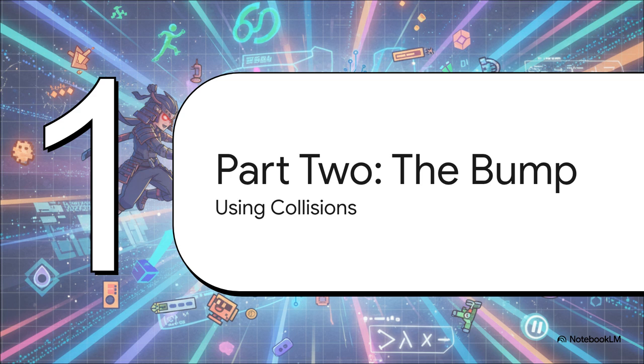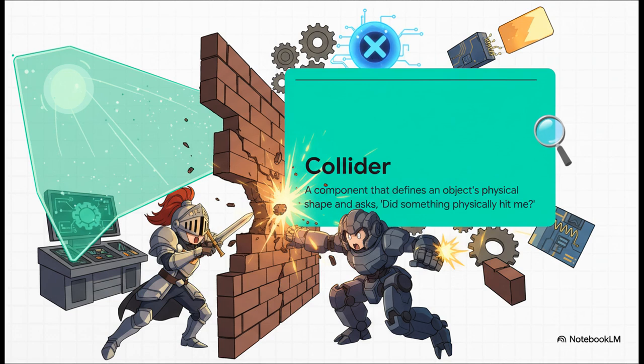And for that, we need to use the cousin of the trigger, the collider. So if a trigger is like an invisible sensor, a collider is like a brick wall. It's the component you add to an object that gives it a solid physical shape in the game world. When two objects with colliders meet and neither one of them is marked as a trigger, the physics engine kicks in and creates a collision. They'll bounce off each other, they'll stop, they'll transfer force. A collider's entire job is to answer one simple question: did something physically hit me?